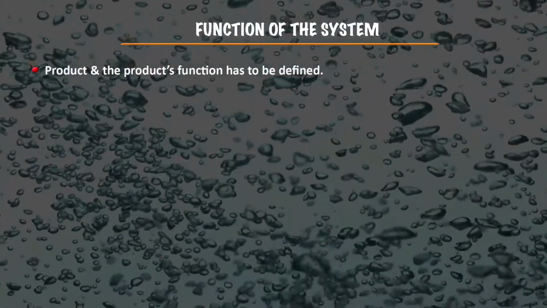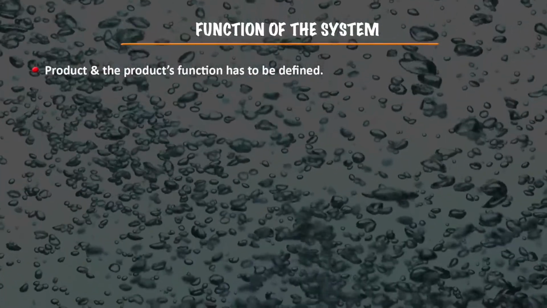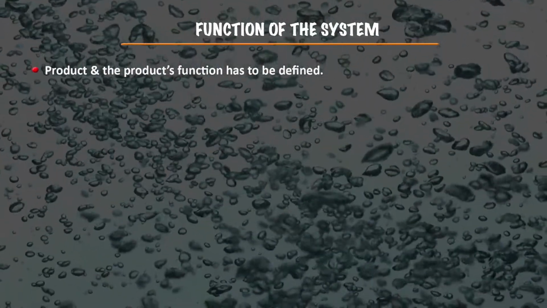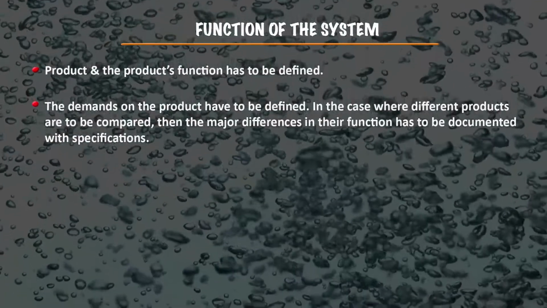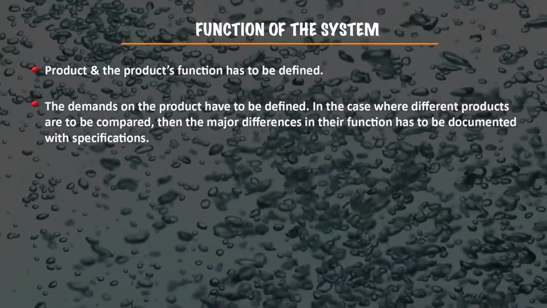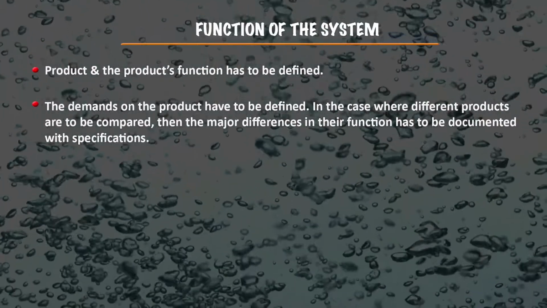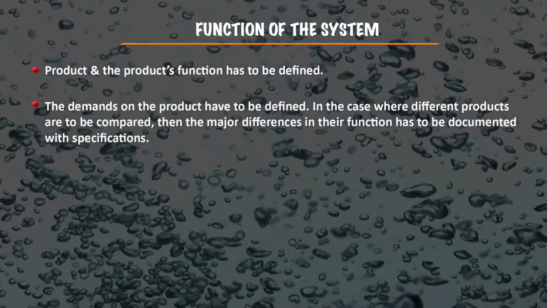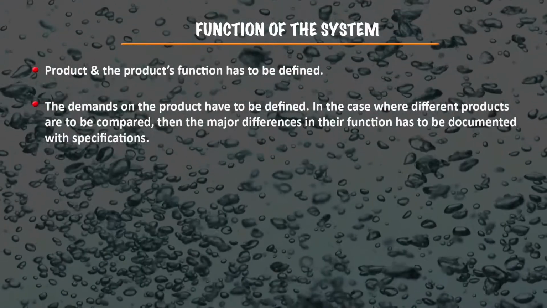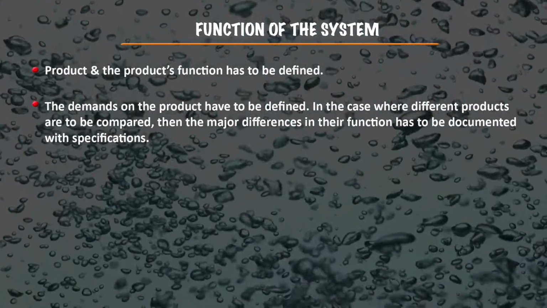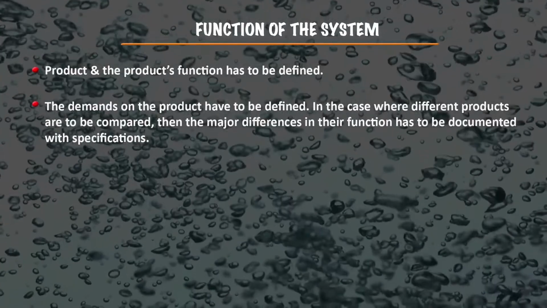So the function of a system, the product's function, has to be defined properly. The demands on the product have to be defined in a better way. In the case where different products are to be compared, the major differences in their function have to be documented with proper specifications. Which one is better, or what are the gaps of a particular product.